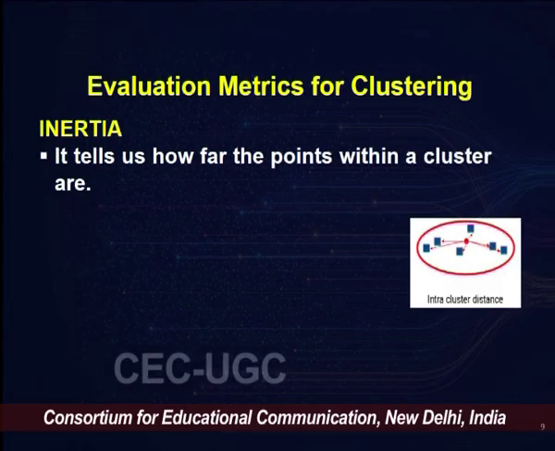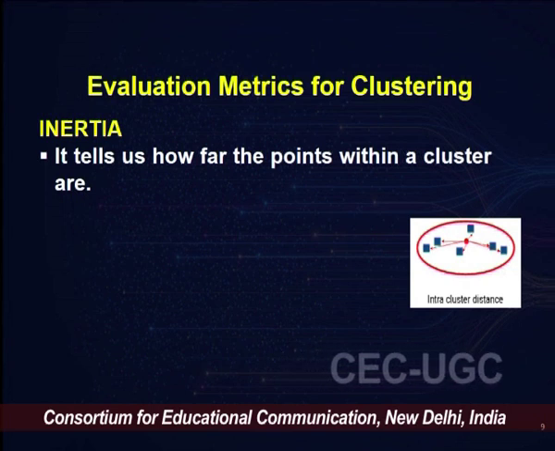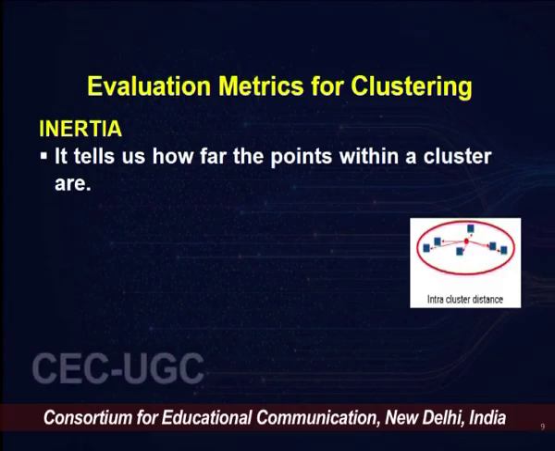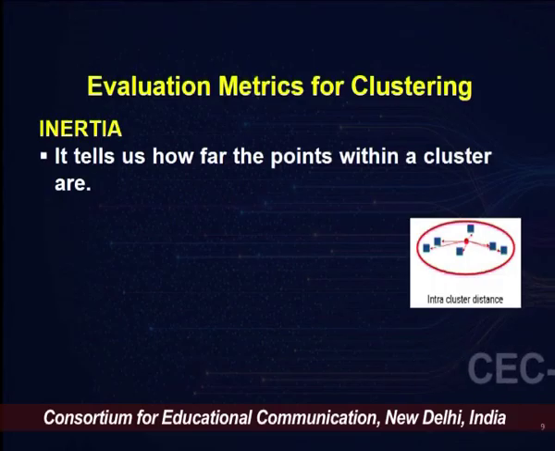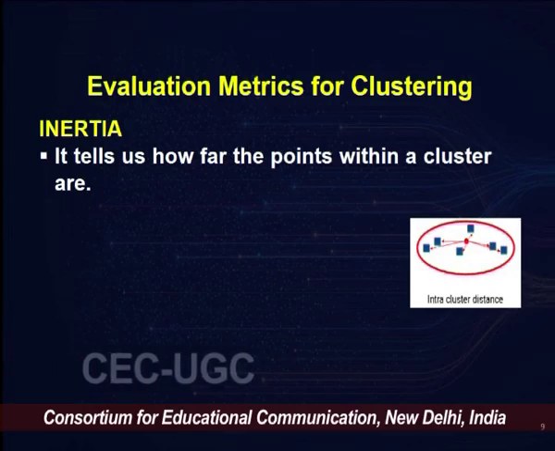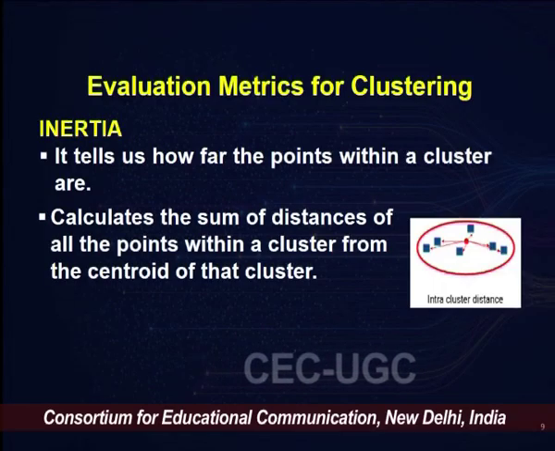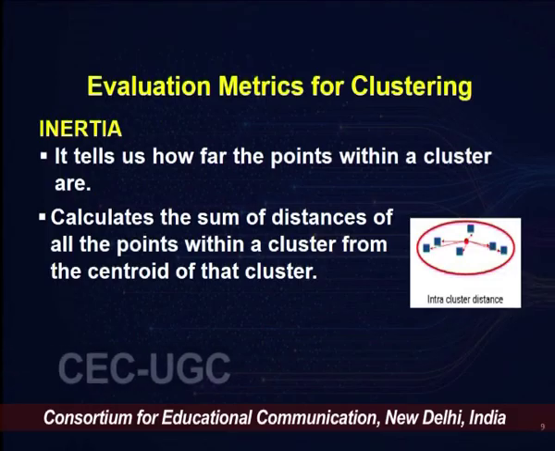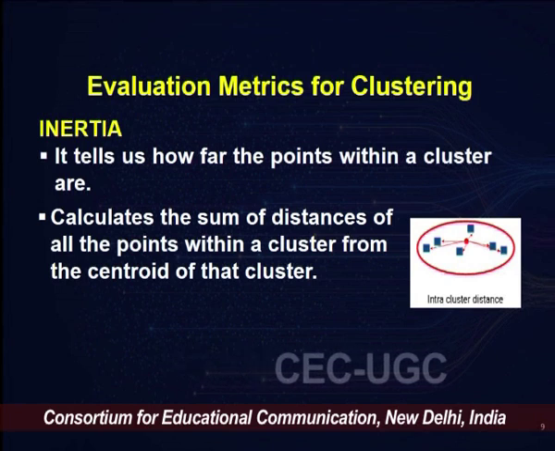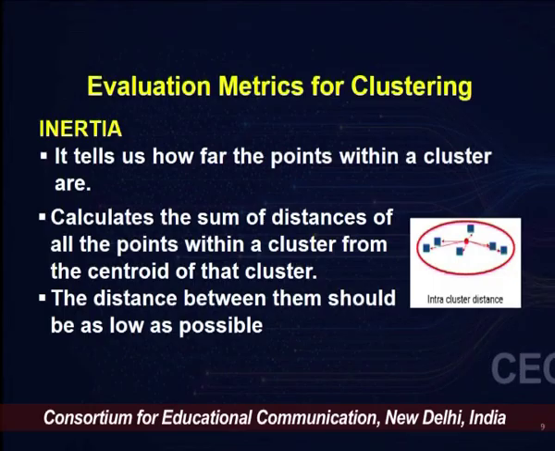There are two basic evaluation metrics for clustering, or for unsupervised learning techniques, and one of them is called inertia. It tells you how far the points within the cluster are. If I have data points within a cluster, how far is each data point from its centroid? Centroid means the center point. So, we take the distance of every data point within that particular cluster with respect to the centroid, and we add those distances. The sum of the distances should be as low as possible. That is my objective.